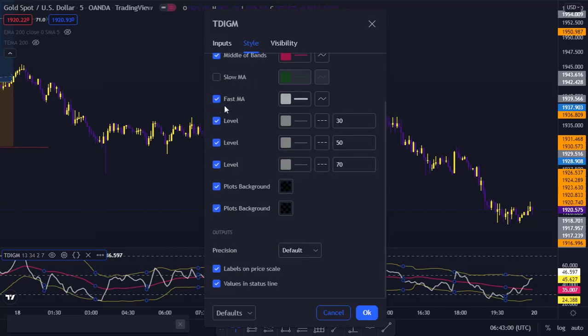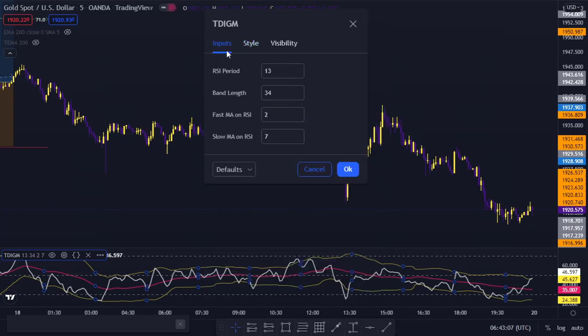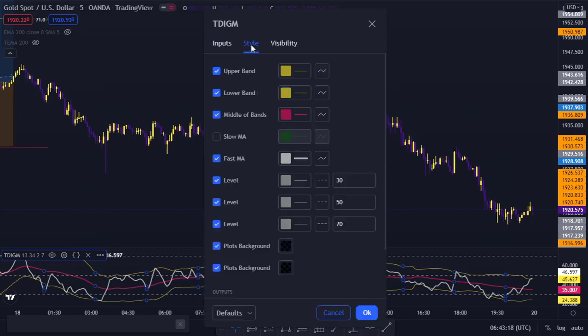We have fast, slow, and on tick. These are just the settings I use. For input, this is what I have: RSI period 13, band length 34, fast 2, slow 7. These are just the ones I have. You can pause the video and make sure you have all the settings for your TDI, and that's the first step.